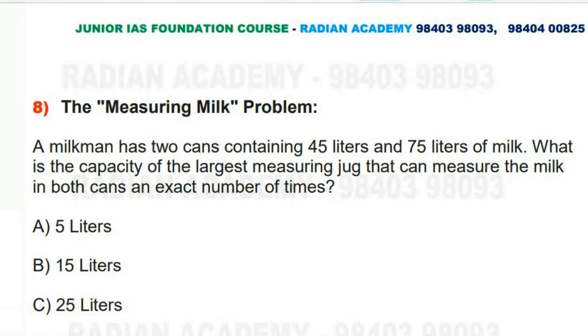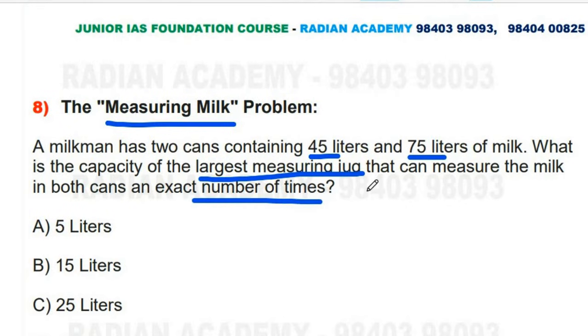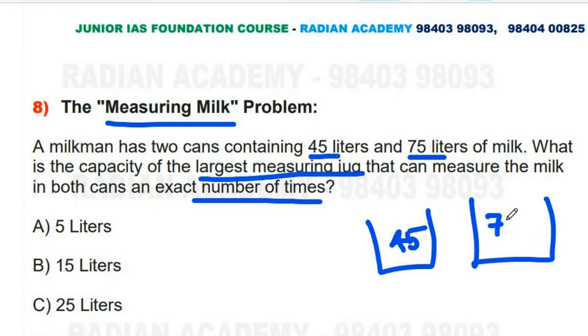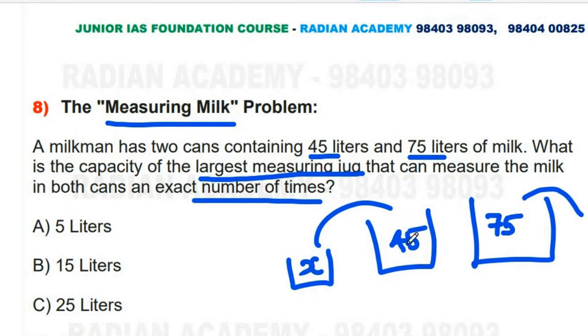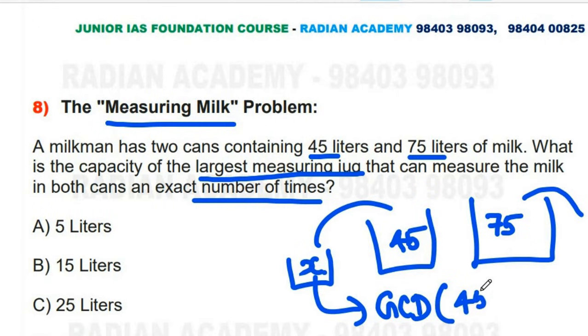Next, the measuring milk problem. A milkman has 2 cans containing 45 liters and 75 liters of milk. What is the capacity of the largest measuring jug that can measure the milk in both cans an exact number of times? This is a container with 45 liters of milk, another container with 75 liters. I have to measure these by means of the largest container. What is the capacity of this container? This number X must divide 45 and 75. Since it is the largest, X is going to be the greatest common divisor, or highest common factor, of 45 and 75.